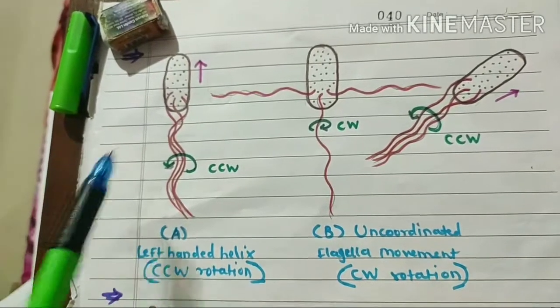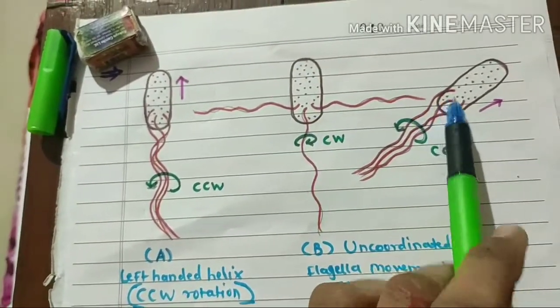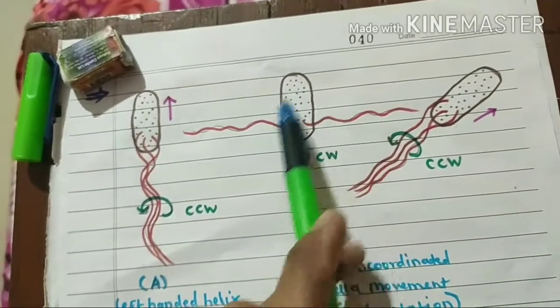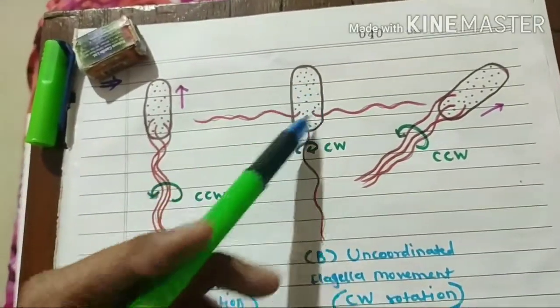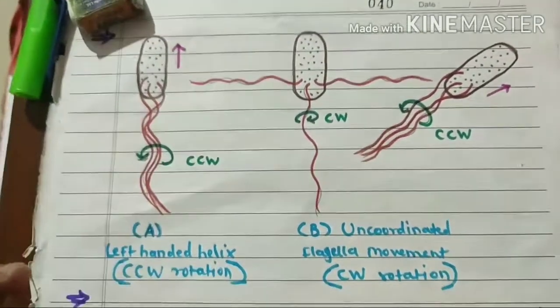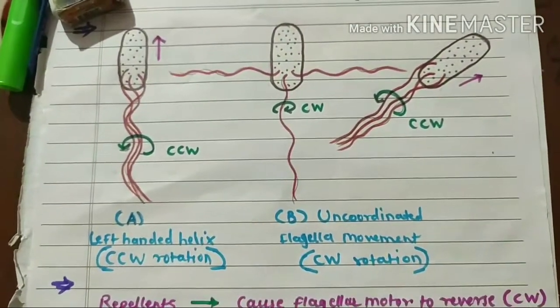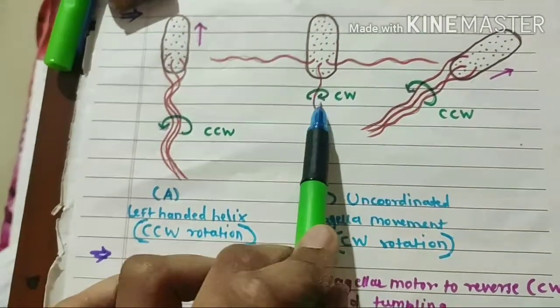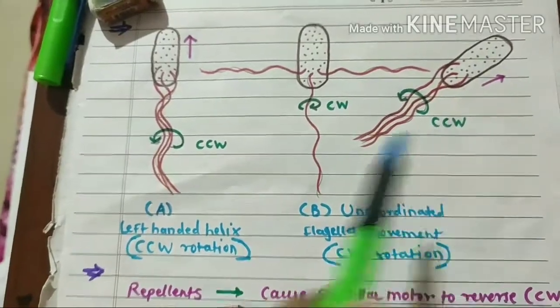It has changed its direction, and this tumbling is very random. It is not that it will always be in this direction. This cell can orient itself in any direction, and then the cell can move in that direction only. Okay, so this is how we know that when there is no counterclockwise rotation of any of the flagella, then there will be a tumbling.